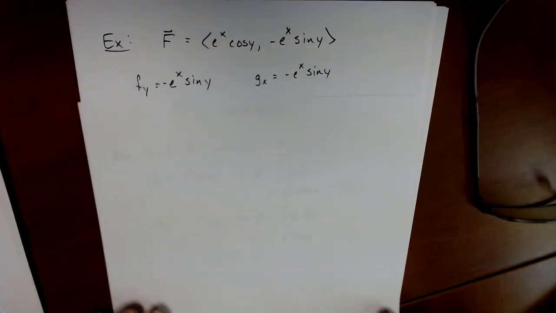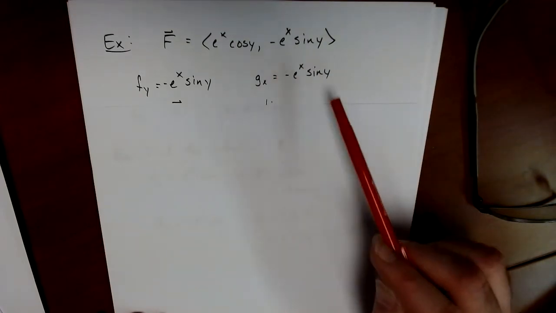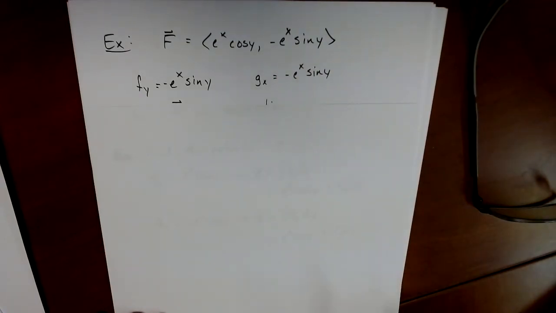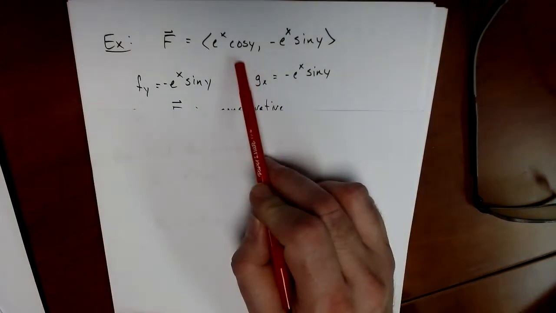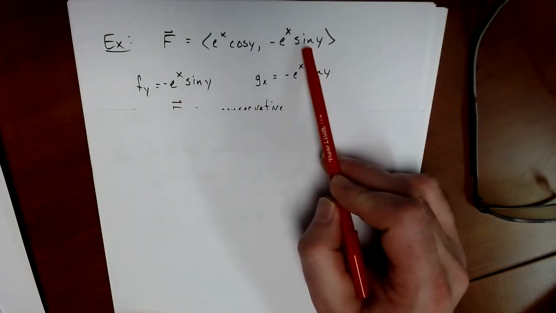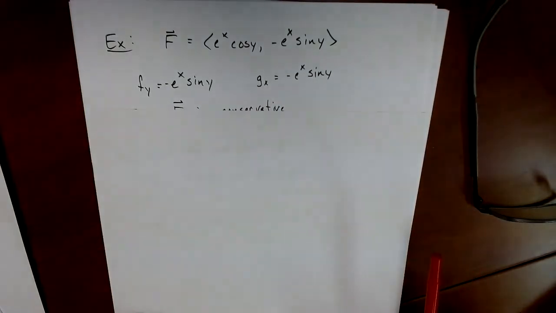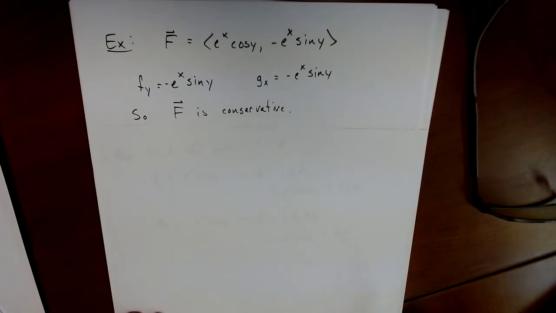So a quick example here. If F is e to the x cosine y, negative e to the x sine y, this is going to be a conservative vector field. And in order to see that, all we have to do is take f y, partial of f with respect to y, take the partial of g with respect to x. Those are two quick partial derivatives, and we see that those two functions are equal. So by our test, F is conservative.